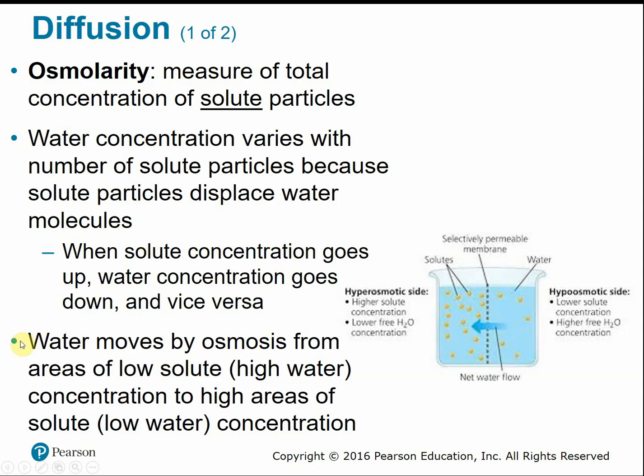Water moves by osmosis from areas with lower solute concentration, high water, to areas of high solute concentration and low water. If you think about it in terms of diffusion, it is still going from high to low concentration, but from high water to low water concentration. Whereas in diffusion, the solutes would diffuse going this way because they're going from high concentration of solutes to low concentration of solutes. But in osmosis, we're going from high concentration of water to a low concentration of water.